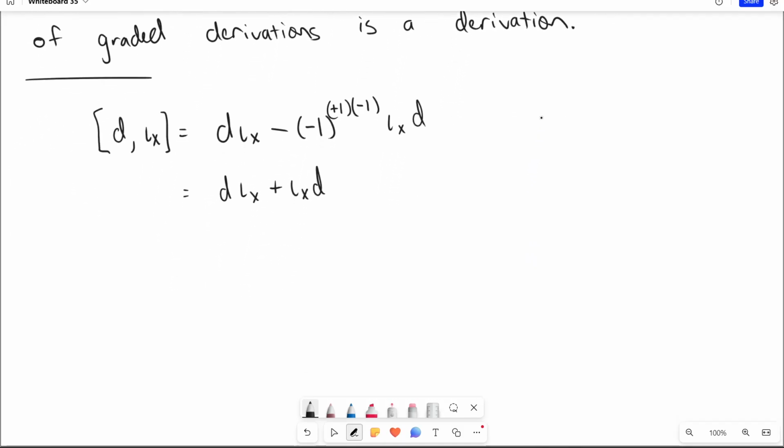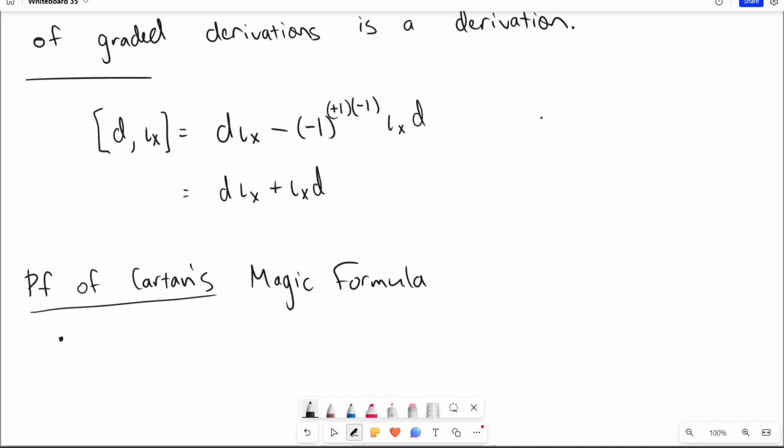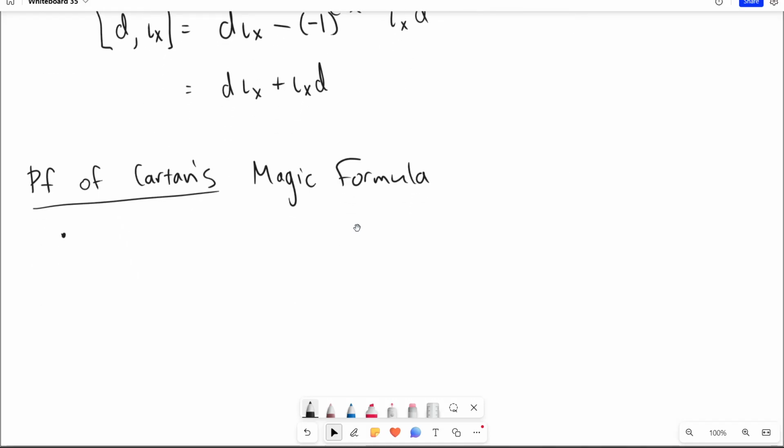So now, when it comes to a proof of Cartan's formula, Cartan's magic formula, what do we do? We see both sides are derivations, are degree 0 derivations.